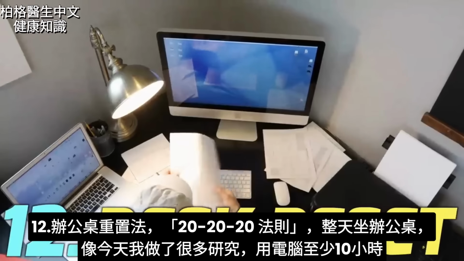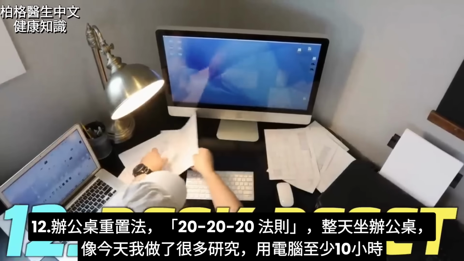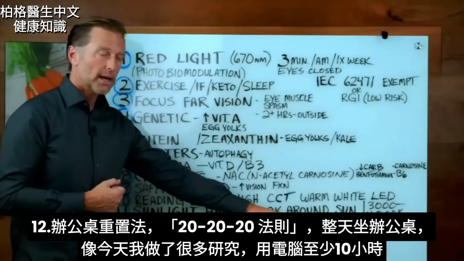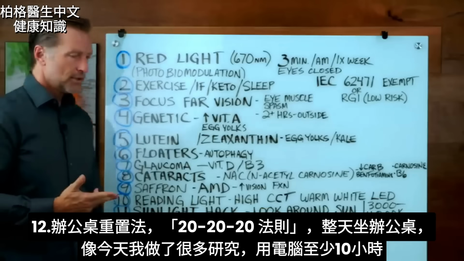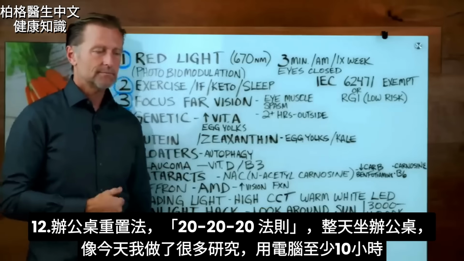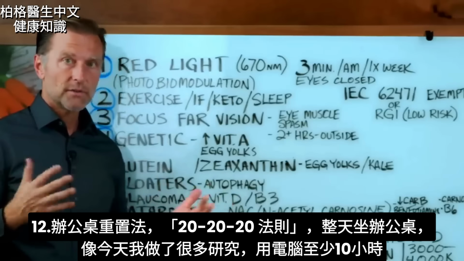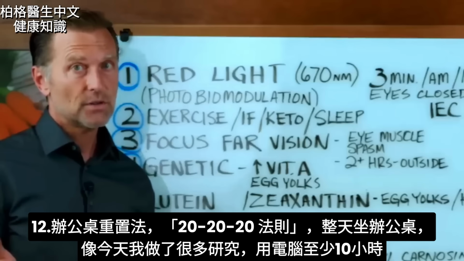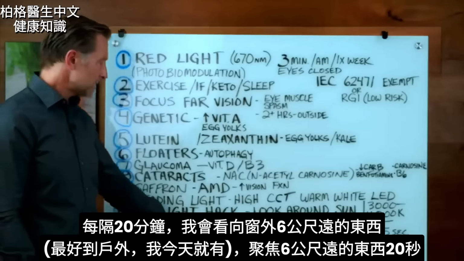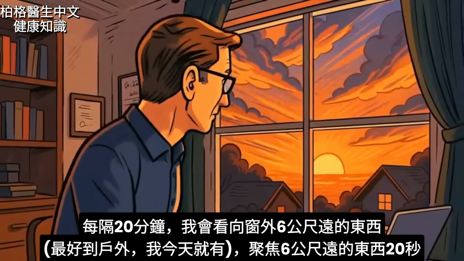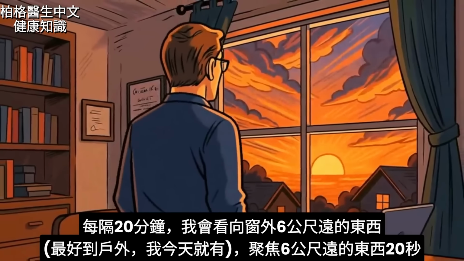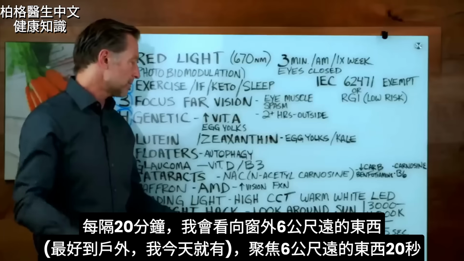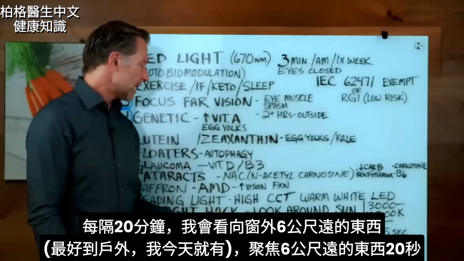Let's talk about number 12. This is called the desk reset. And the way to remember this is the 20-20-20 rule, okay? If you're sitting at your desk all day long, like today, I had to do a lot of research on different things. I was at my computer for at least 10 hours so far. So every 20 minutes, I have a window and I'm going to look 20 feet out and focus on something. Ideally, it'd be good to go outside. And I have taken breaks today and went outside.